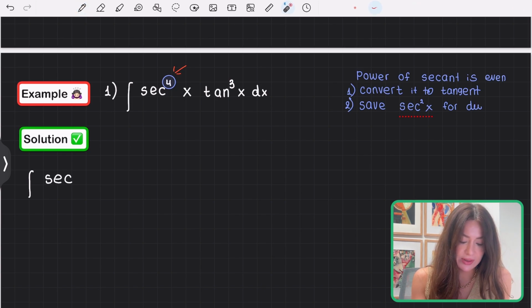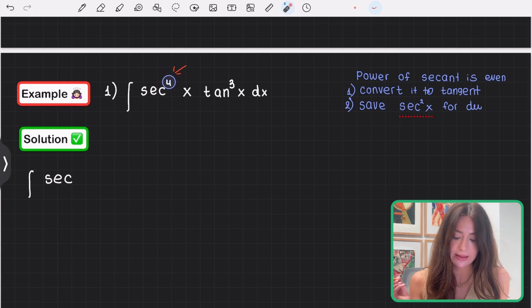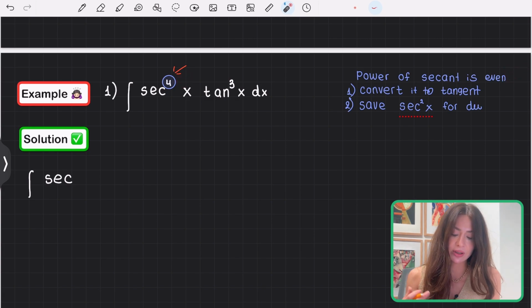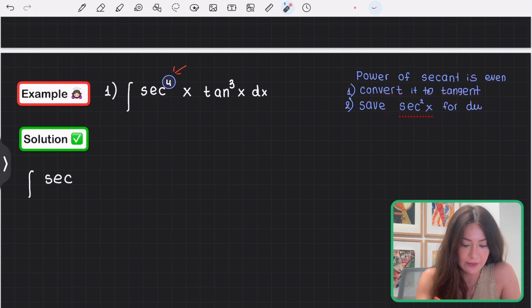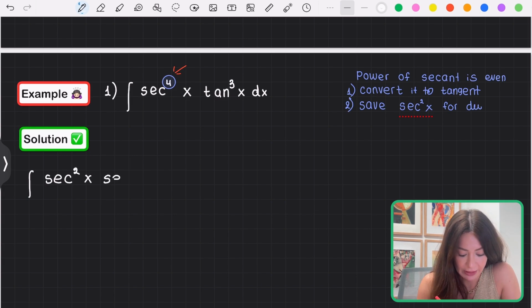So as soon as you decide which rule to go with, and in this case, I decided to go with secant has even power, which it does indeed here, then you're given, it's kind of an algorithm: if this is checked off, and it is, then you do the first bullet point, convert it to tangent, and then save secant square x for du. It's like it gives you a to-do list, right? So I'm going to do just that. In order for me to convert secant to tangent, I'm going to write it as secant square, because that's going to be the relationship.